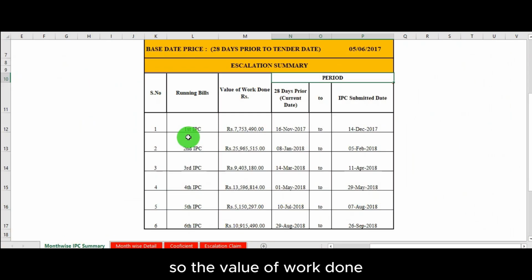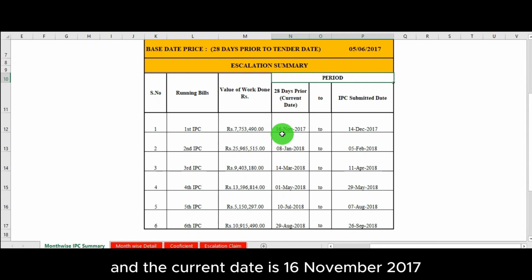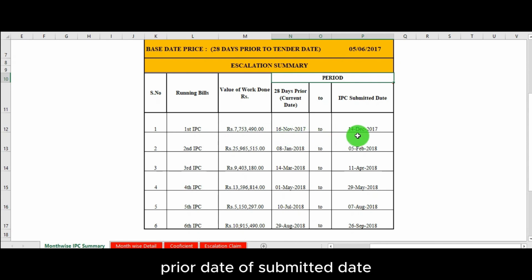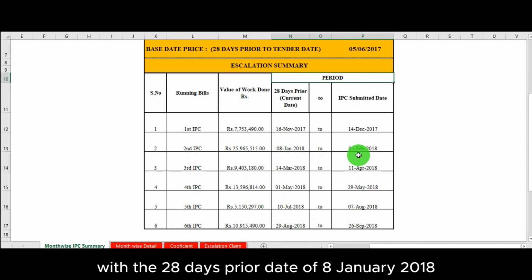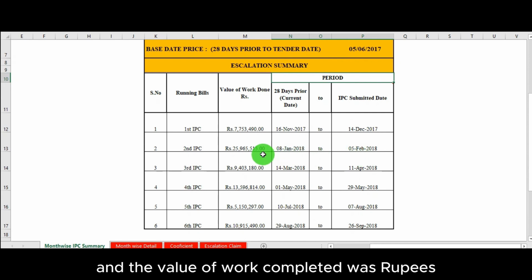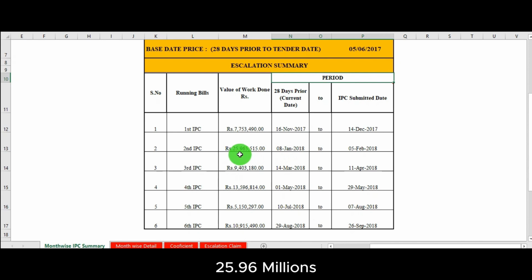It outlines the amount of payment that the contractor claims for the work completed up to a certain date. So the value of work done which was submitted in the first IPC was 7.75 million rupees and the current date is 16th November 2017, which is 28 days prior to the submitted date, that is 14 December 2017. Then the second IPC was submitted on 5th February 2018 with the 28 days prior date of 8th January 2018 and the value of work completed was rupees 25.96 million.